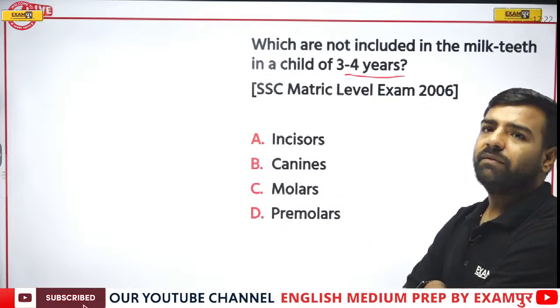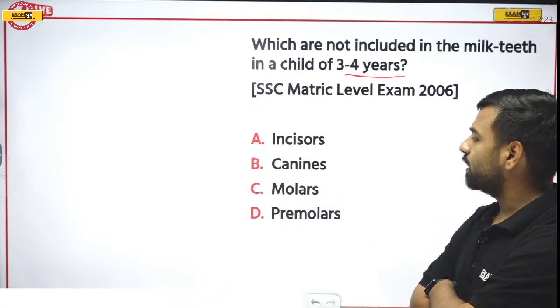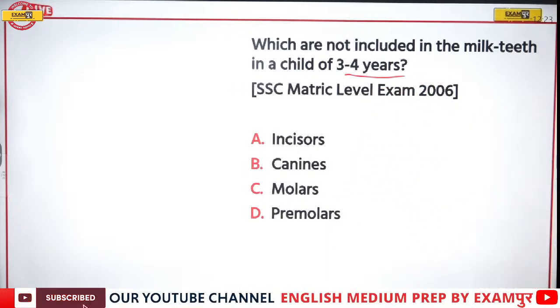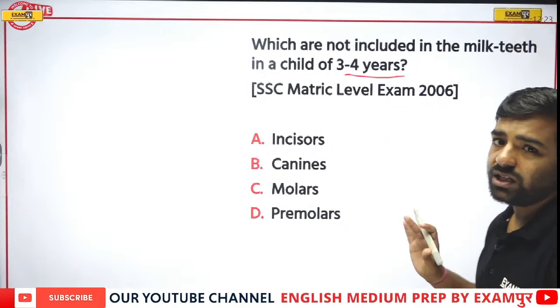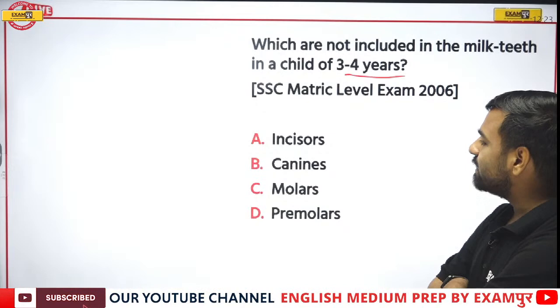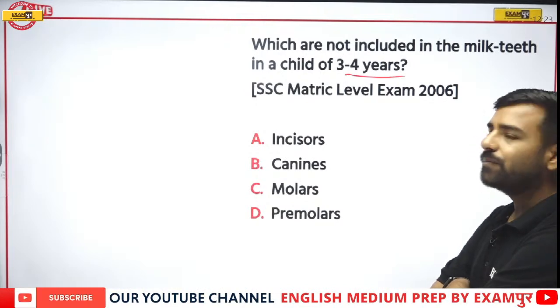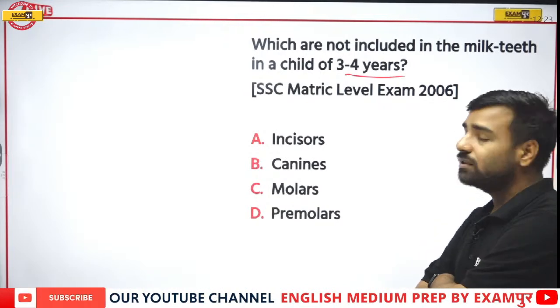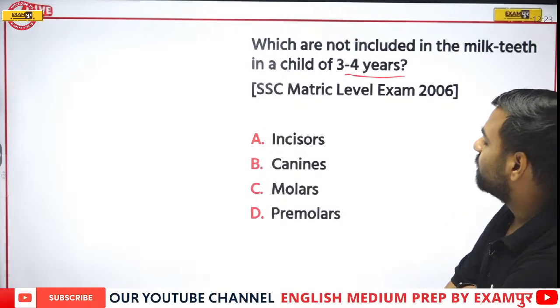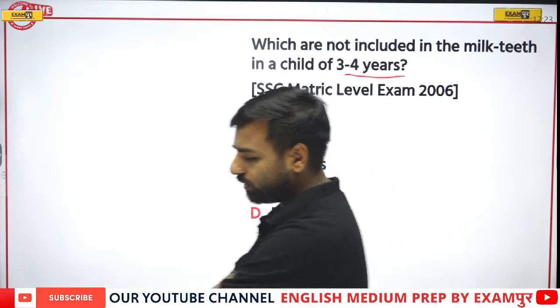So yes, Dilip, Ravindra, others, Pankaj, I'm asking which are not included in the milk teeth in a child of 3 to 4 years. This question is from Matric Level 2006, and we have options here: incisors, canines, molars and premolars. In Hindi we call that Kratanak, Radnak, Chavarnak and Agra Chavarnak. Remember? So yes, waiting for the answer. What is going to be the correct one?